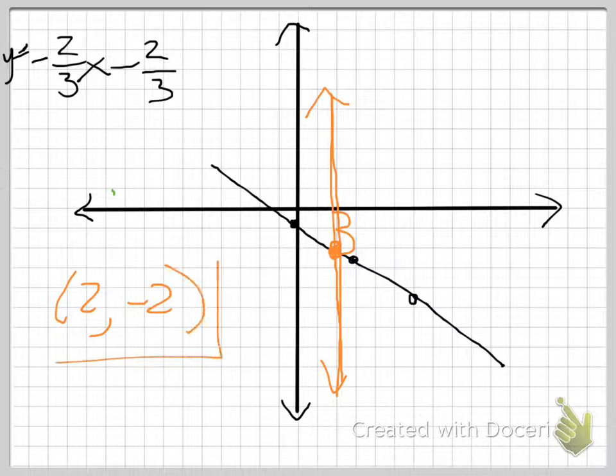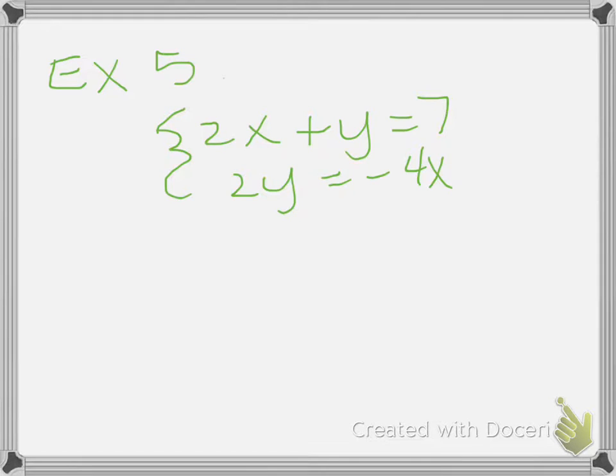So our solution to this system of equations is 2, negative 2. So you're going to graph both of the lines on the same coordinate plane, and where they cross is your solution. So let's look at the next example. Example 5. So first thing I need to do is put both of my equations in slope-intercept form.